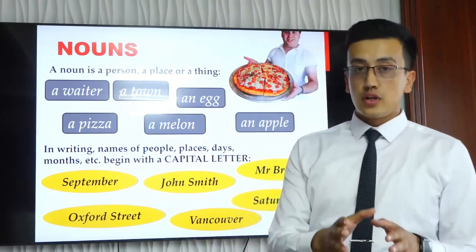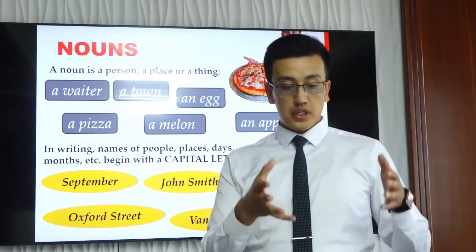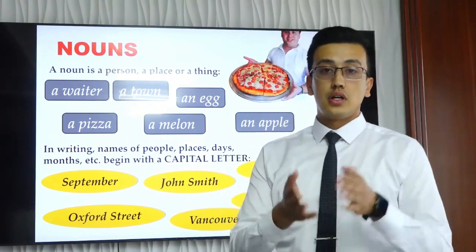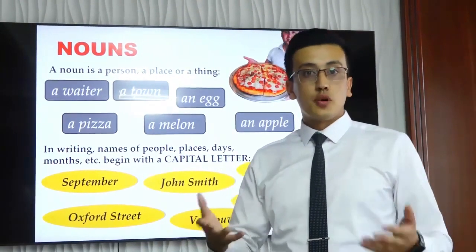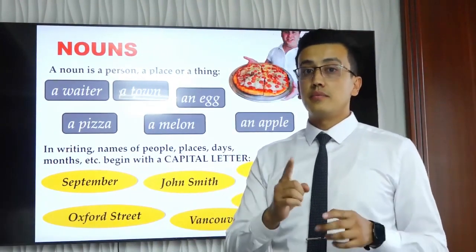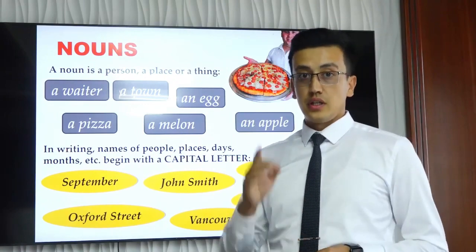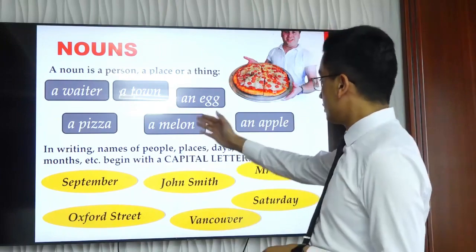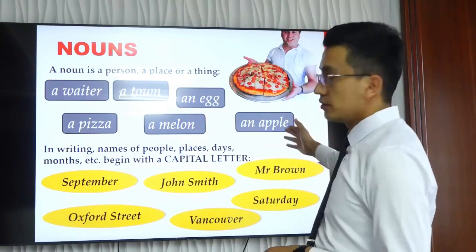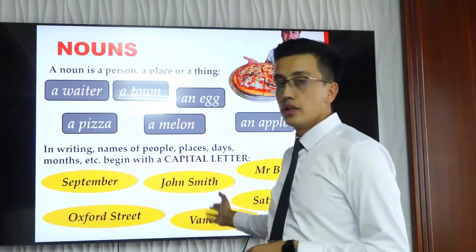In writing, we have a rule that if nouns are names of people or names of places, and this kind of proper names, you should write them with a capital letter at the beginning of the word, like here: September, John Smith, Mr. Brown, Saturday, Oxford Street, and also Vancouver.